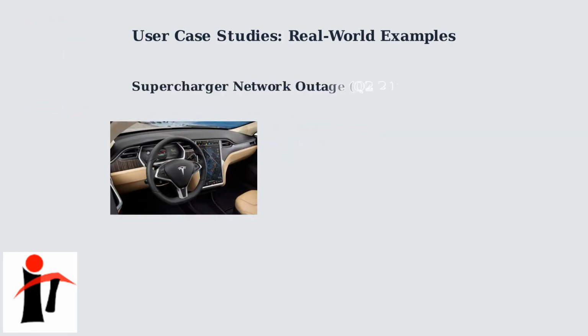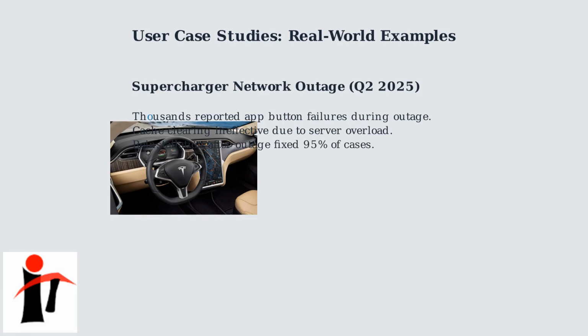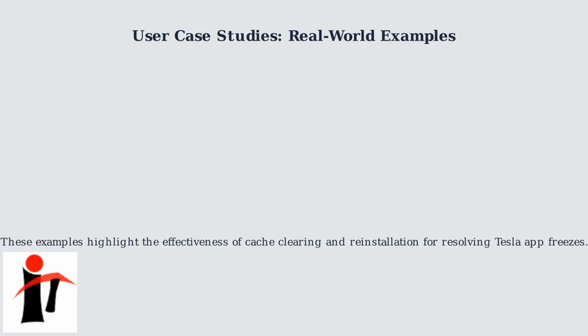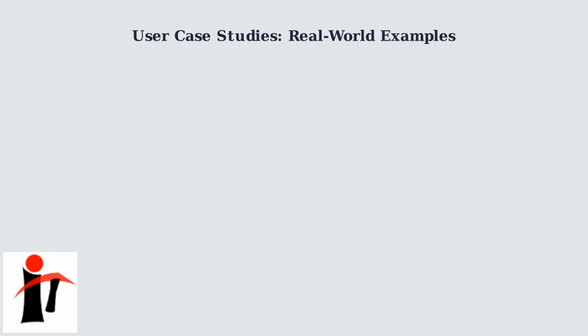During a supercharger network outage in Q2 2025, thousands of users reported app button failures caused by server overload. Cache clearing proved ineffective in this scenario, but reinstalling the app after the outage was resolved fixed 95% of the reported cases, according to Tesla's incident report. These real-world examples demonstrate how effective cache clearing and app reinstallation can be for troubleshooting frozen buttons and UI issues in the Tesla mobile app.